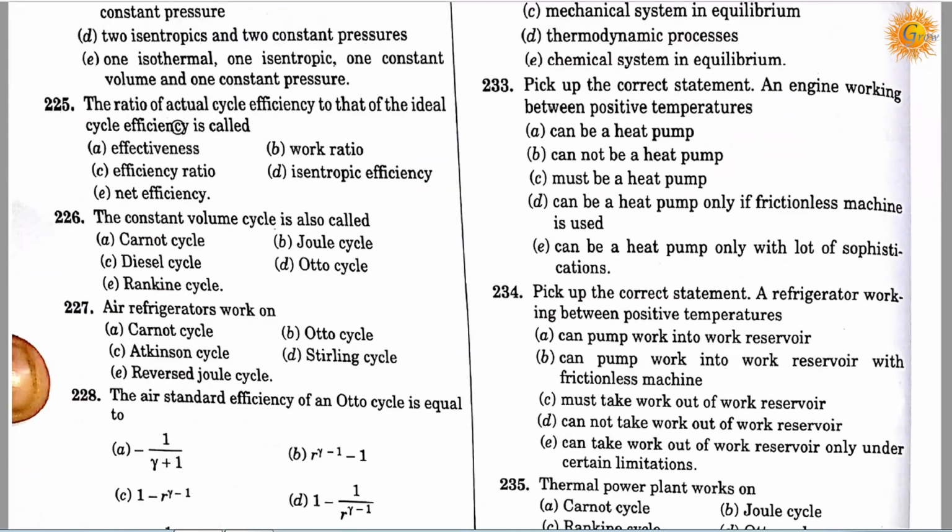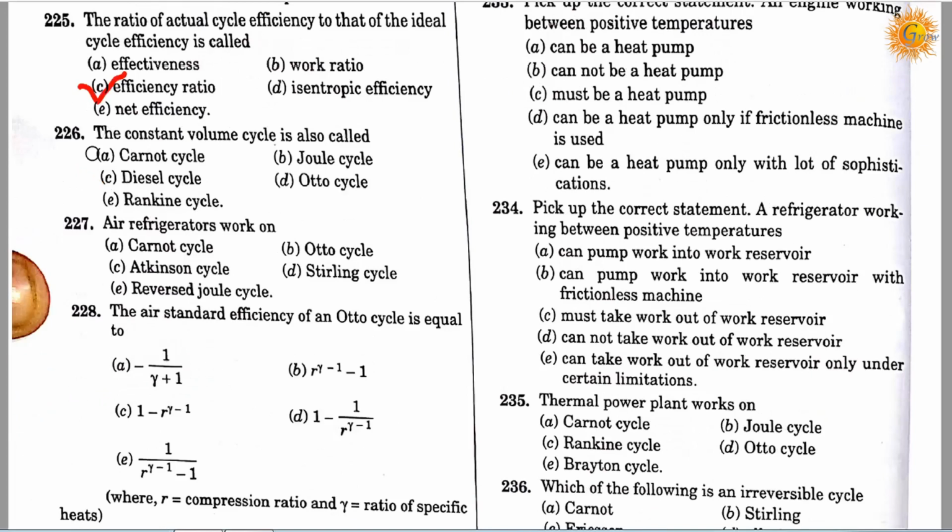The ratio of actual cycle efficiency to the ideal cycle efficiency is called: option A, effectiveness; option B, work ratio; option C, efficiency ratio; option D, isentropic efficiency; option E, net efficiency. So the correct answer is C, efficiency ratio.